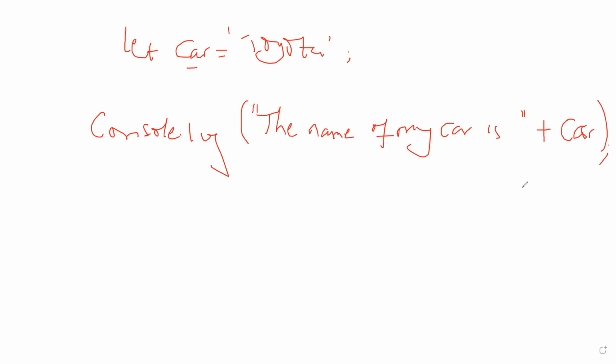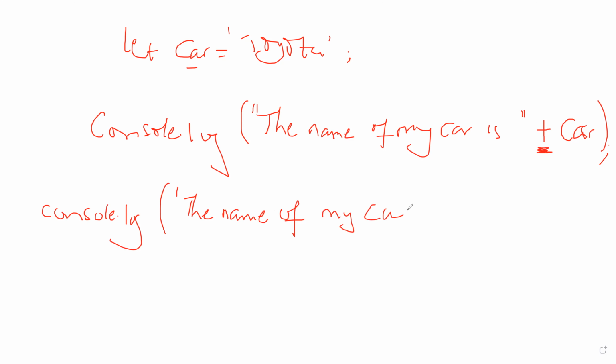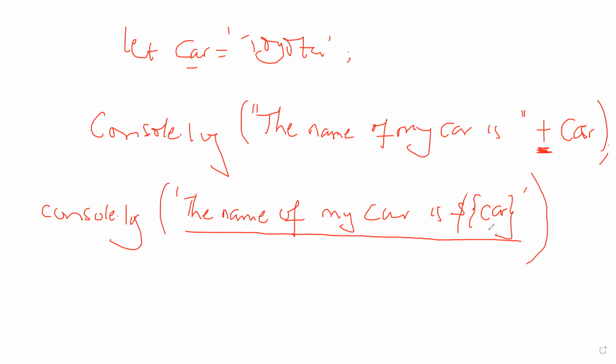But if I do not want to be using concatenation, I can use the template string. So I'll use a backtick, the name of my car is, then $, which is the placeholder now, car, then the backtick. So everything inside is treated as what? String, but there's a placeholder.